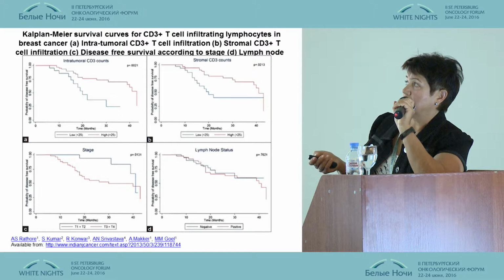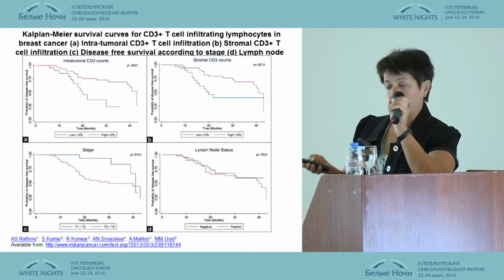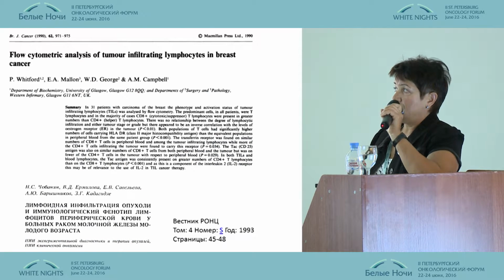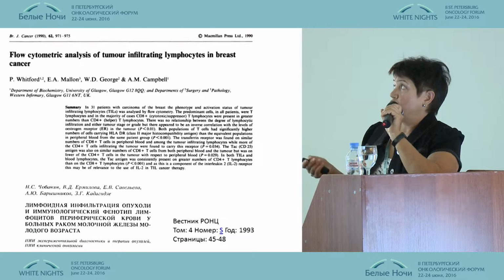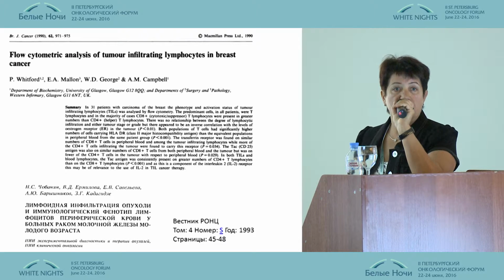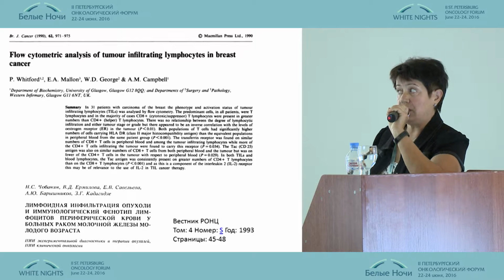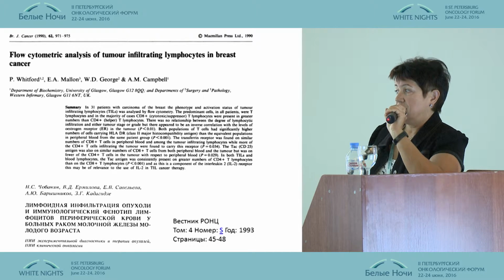Here we can see the role of infiltration in intratumor cells and their relation to tumor nodes. This is, again, breast cancer. As early as 1990, when we had flow cytometry and a lot of monoclonal antibodies, we started to perform research with flow cytometry.